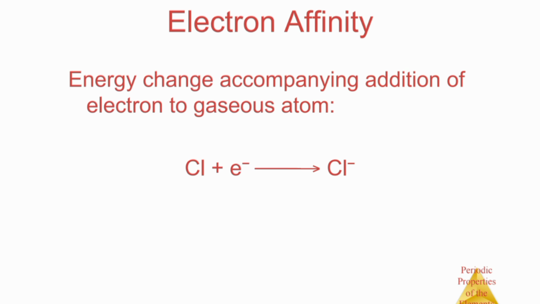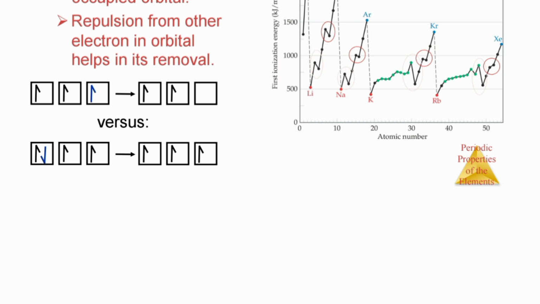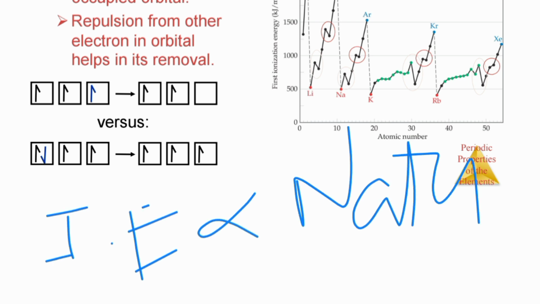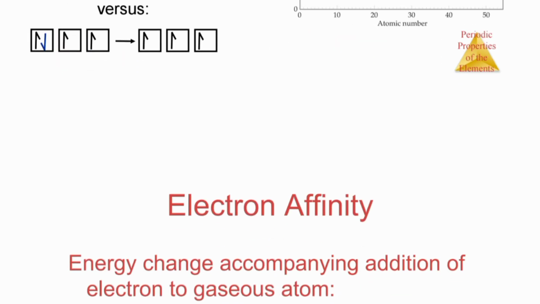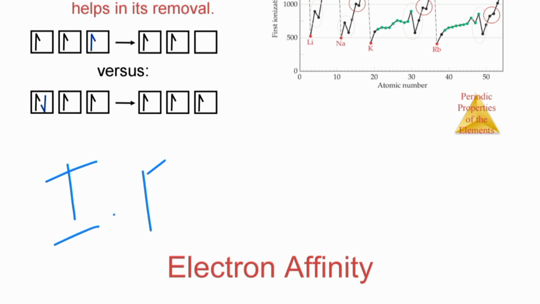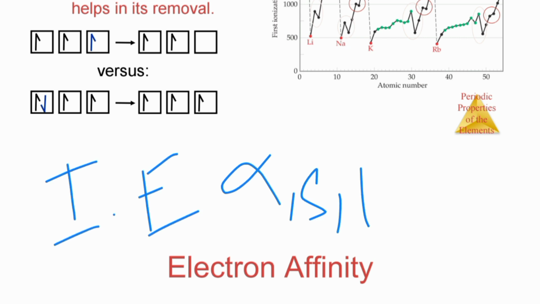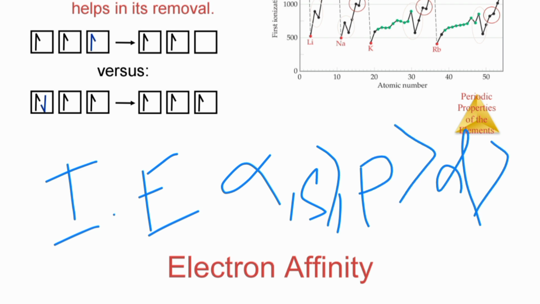Electron affinity is the energy change accompanying the addition of an electron to a gaseous atom. Ionization energy also depends on the nature of the orbital, the penetration effect. S has the most penetration, P has less than S, and D has less than P.